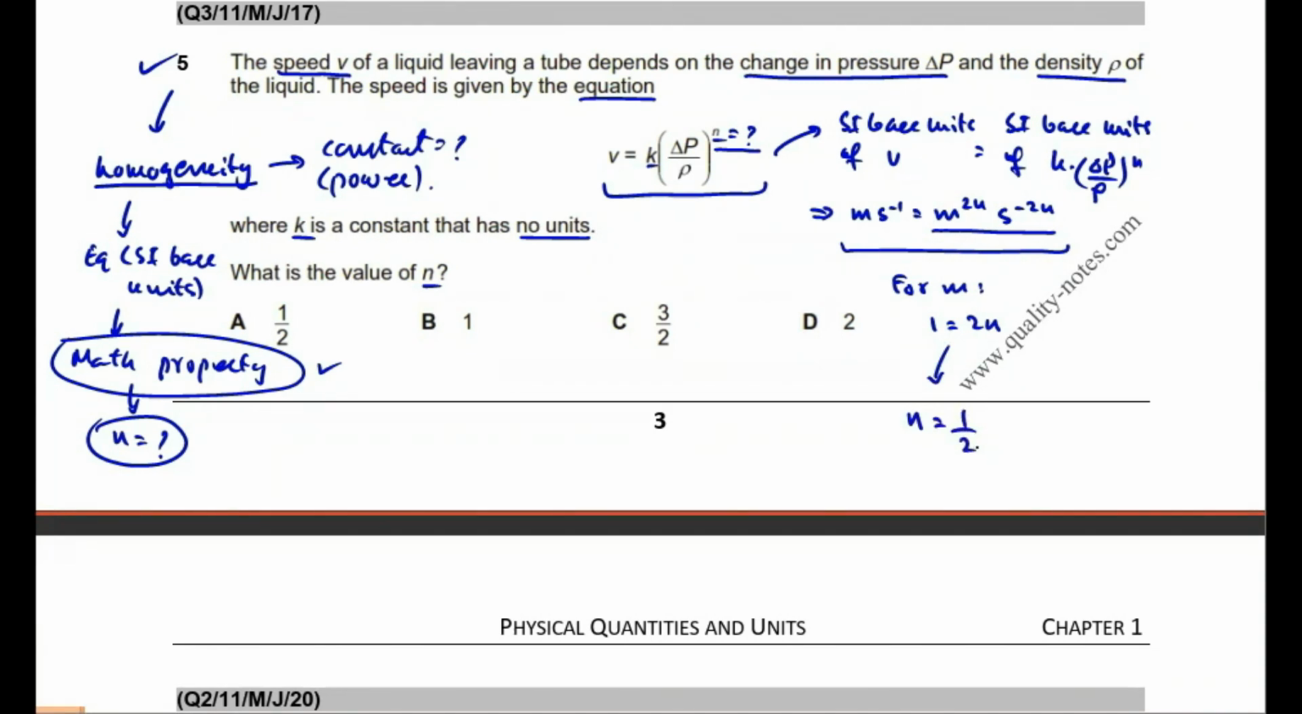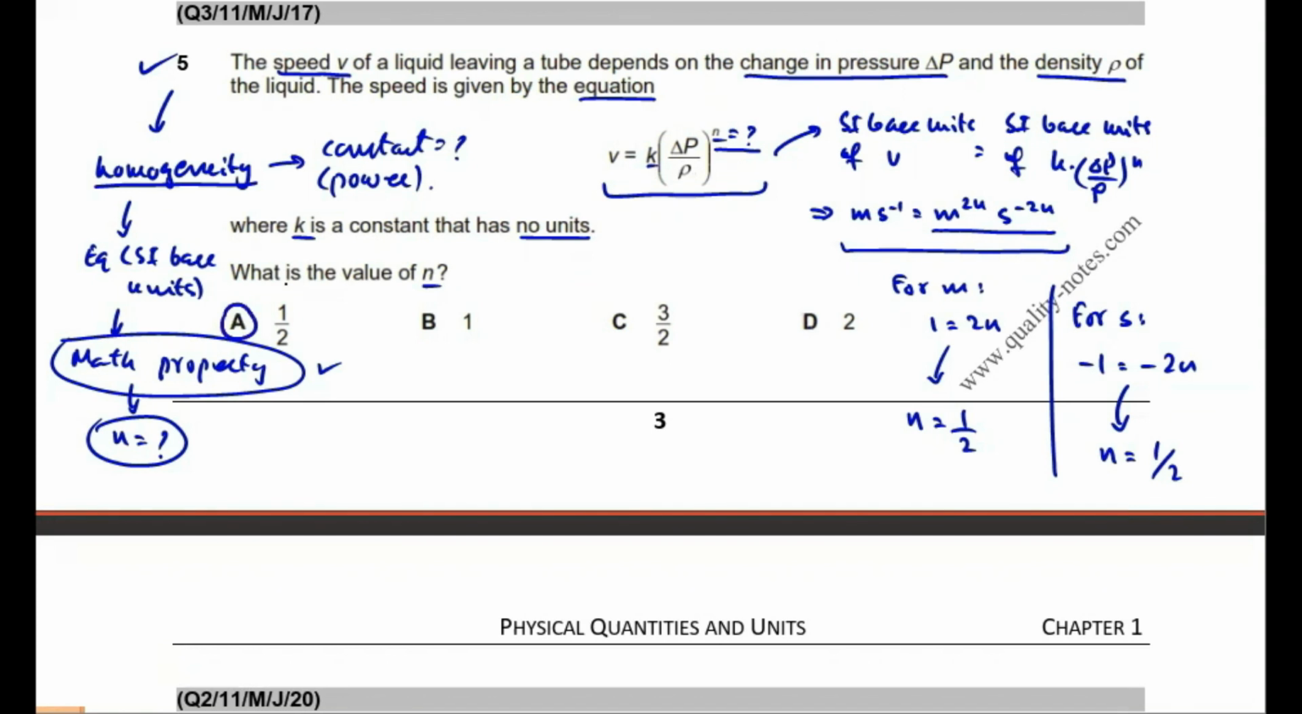Now students, if you want to verify your results, you can equate powers of the other SI base unit in the equation. For example, students, for second, which is the other SI base unit in the equation, we can write power of second on the left hand side, which is minus 1, is equal to power of second on the right hand side, which is minus 2n. Students, this equation will also give you the same value for n, 1 by 2. So n, which is power of the expression delta P over rho in the given equation, is equal to 1 by 2, right?